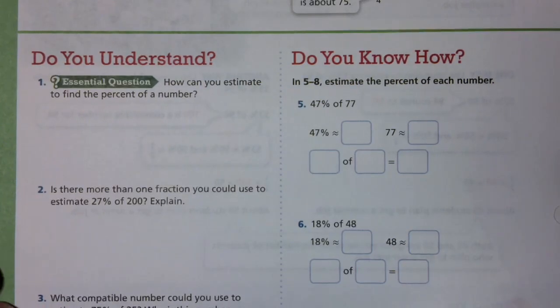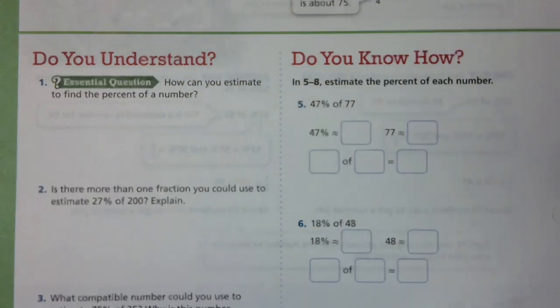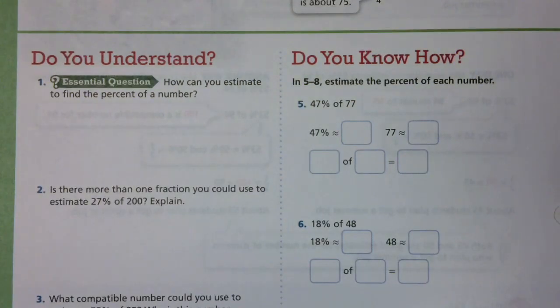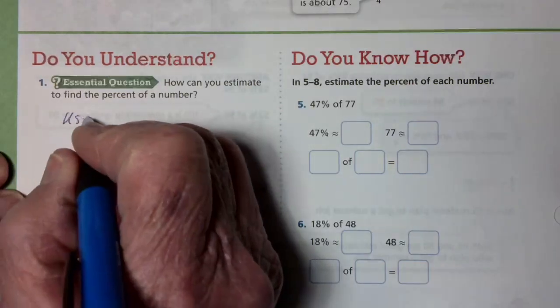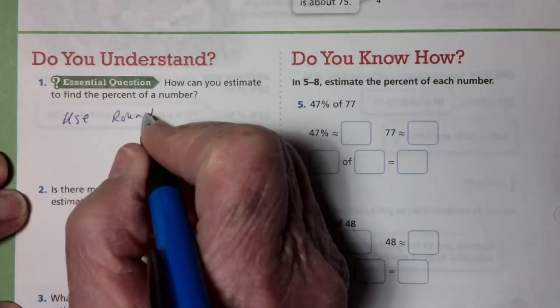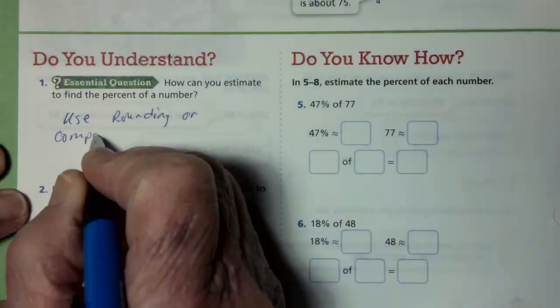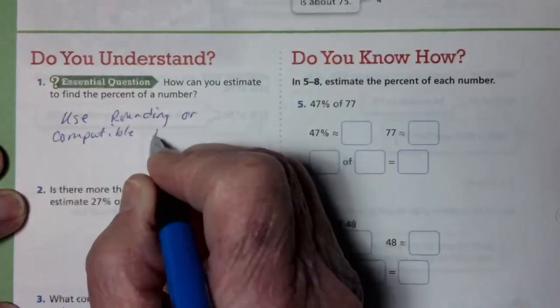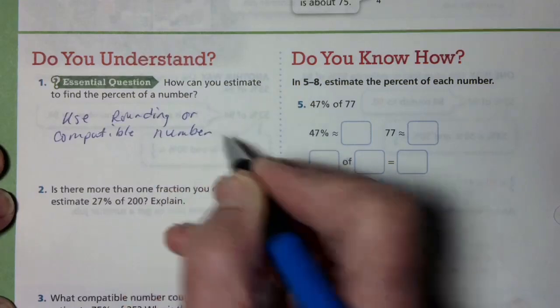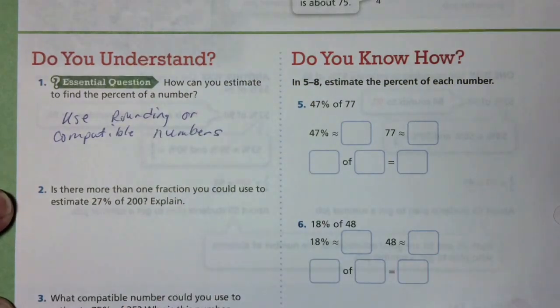How can you estimate to find the percent of a number? How can you do that? We're going to use rounding or compatible numbers.